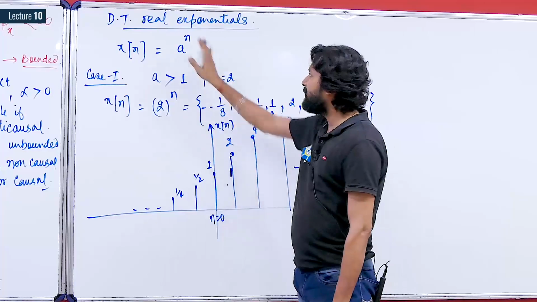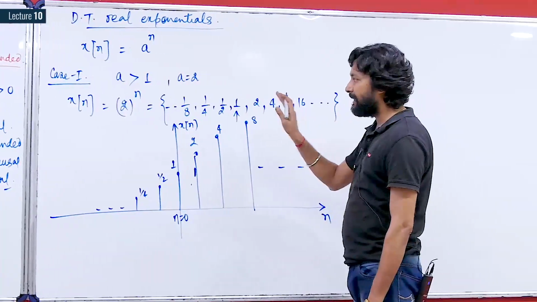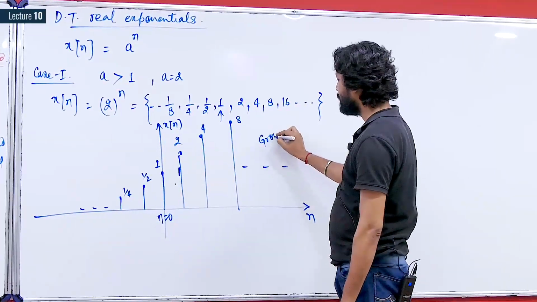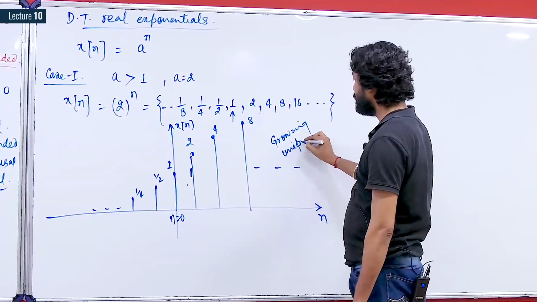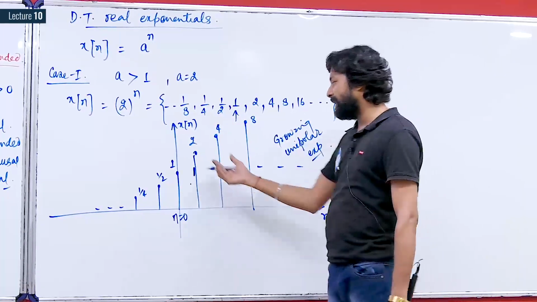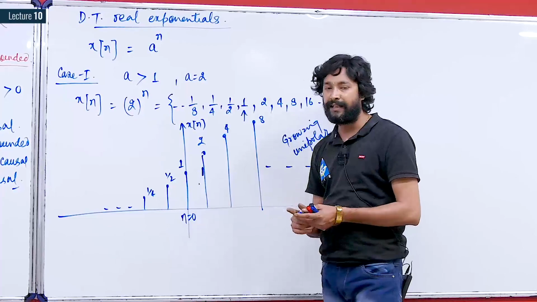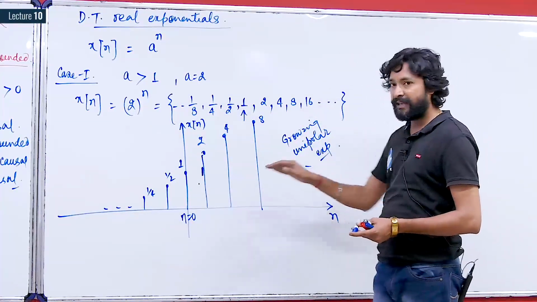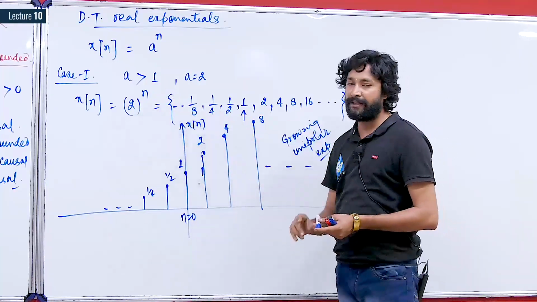So it is said to be a discrete time real exponential, and in particular for alpha or a greater than 1, it is a growing exponential, but a unipolar or unidirectional one, as only positive values are contained in the signal. So if the value of a is greater than plus 1, you will have a unipolar exponentially growing signal in the form of x of n equal to 2 to the power n.